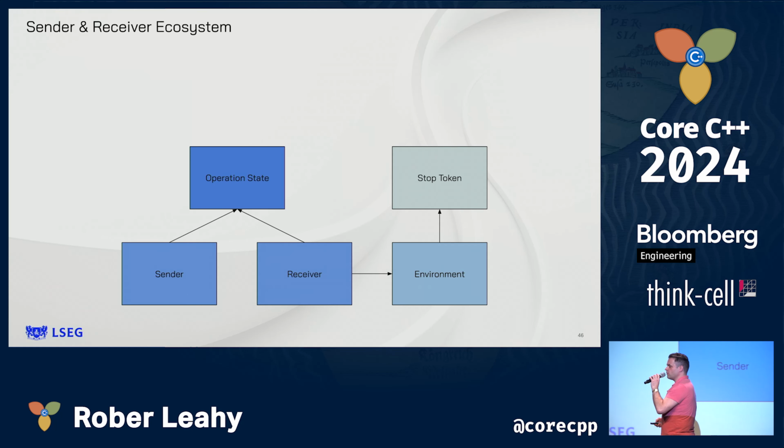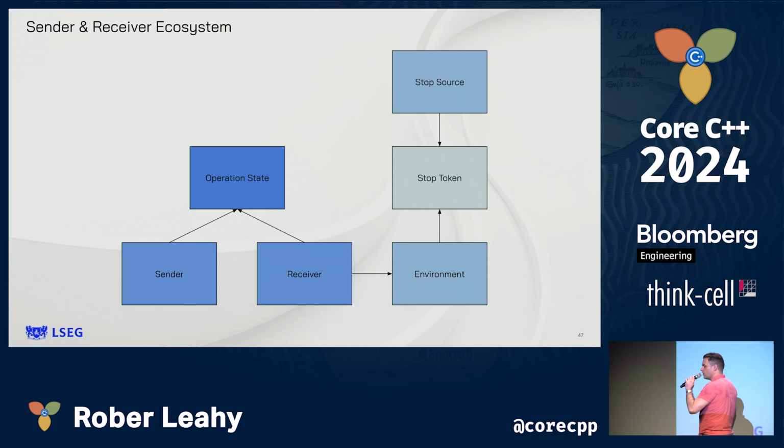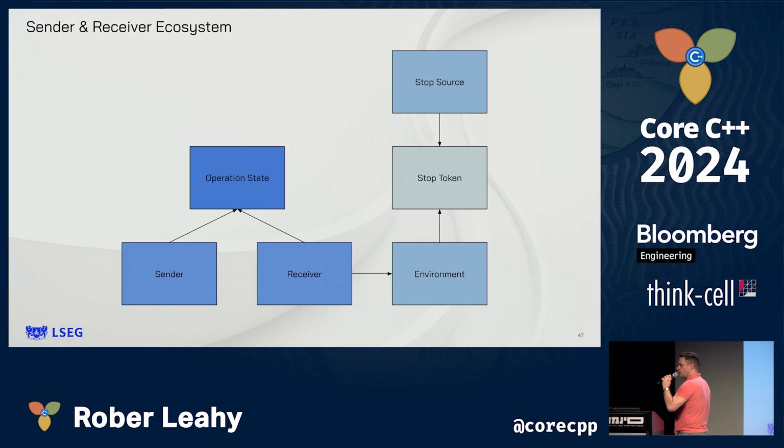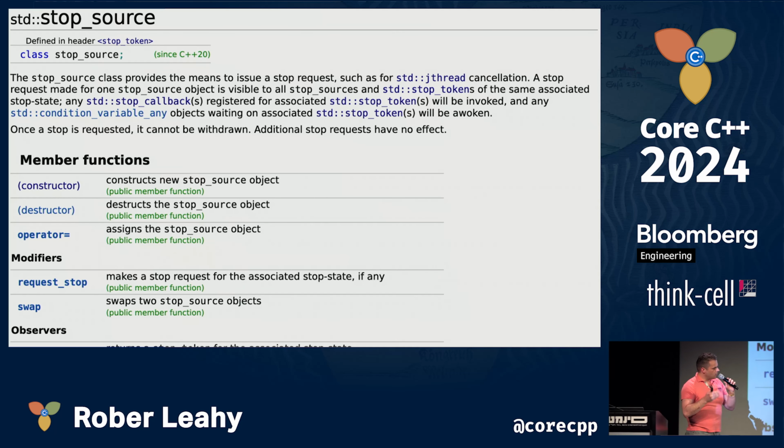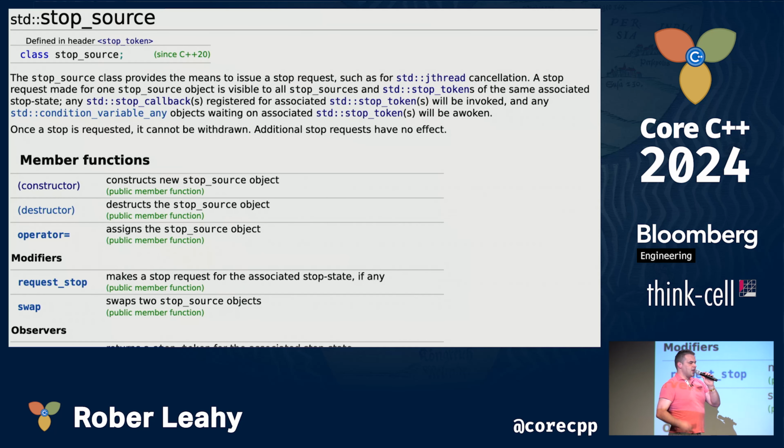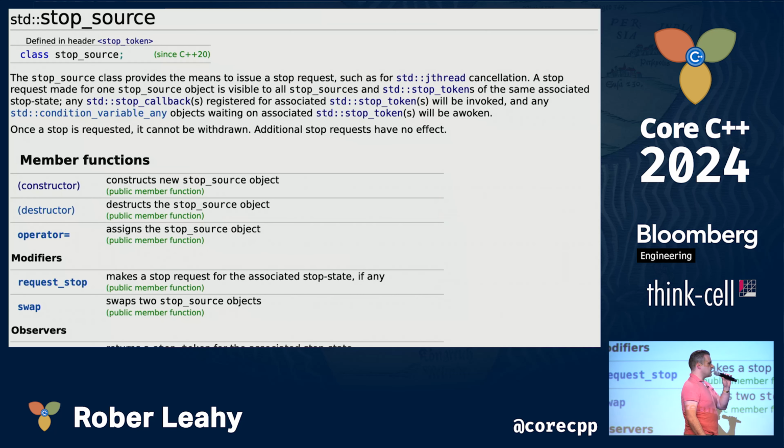And the answer to that is that stop tokens come from a stop source through which stop requests can be submitted. And this is not new or novel information. This is not something brought to us by std execution. The C++ standard library has had stop tokens and stop sources since std jthread was added. But std stop source and std stop token are particular concrete types. They have a particular concrete set of design decisions that were made to synthesize them. They may not be suitable for every domain.